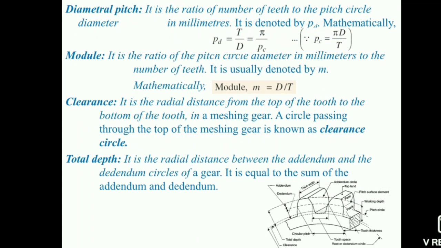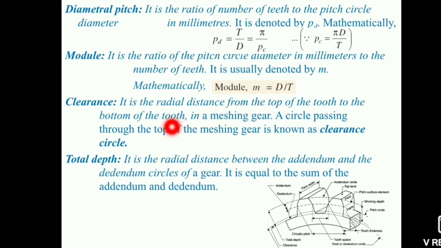Diametrical pitch, it is just the formula you can find here. It is T by D, that is the number of teeth divided by the pitch circle diameter, that is the diametrical pitch. Then you have module. Module is nothing but the reciprocal of diametrical pitch, that is D by T. Here it is T by D, here it is D by T. You can study in that manner.